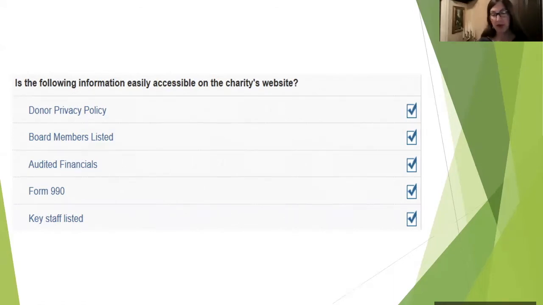Donors want to know what your privacy policy is. Are you selling your donor list to other organizations? They want to know, are your board members listed on your website? Are your audited financials posted there? Is your Form 990 there? And is your key staff there? They view all those things as measures of transparency for your organization, and they want you to make that easily available to the general public.